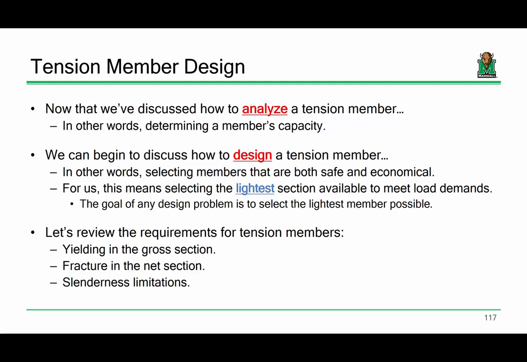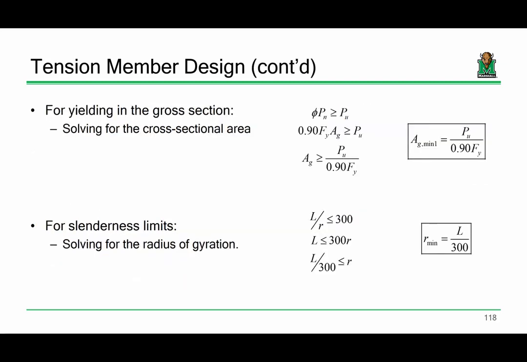All right, let's review how we're going to design, and we're going to review these design procedures looking at each limit state. So let's start off with yielding in the gross section. Now I want to start off with this equation right here, okay? The idea that the resistance has to be greater than or equal to the factored loads. Okay? So factored resistance has to be greater than or equal to factored loads.